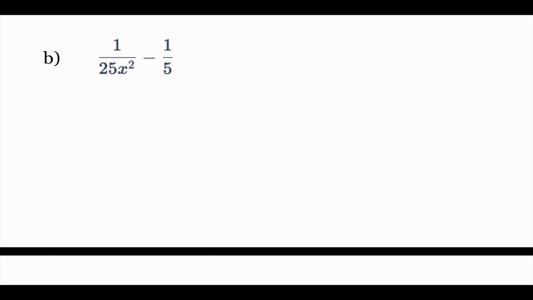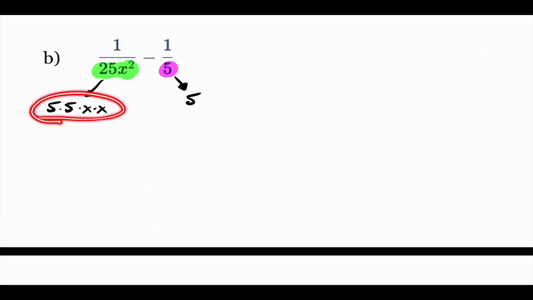Okay, so we're subtracting two rational expressions. The first thing we got to do is break down the bottom. So we get 5 times 5 times x times x. This one we just get 5. Make them equal. Make them the same. Well, this guy's got a lot. Does this guy need anything that the other guy has? Do I need to include anything here? No. The other guy's only got a 5. And this guy's like, you know what? I got 2. I'm good.